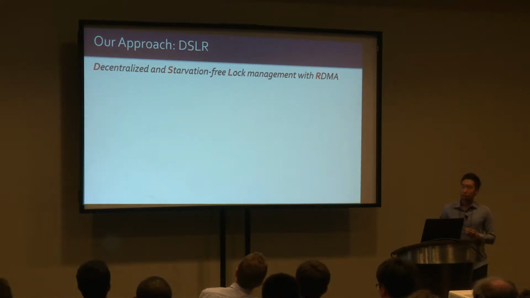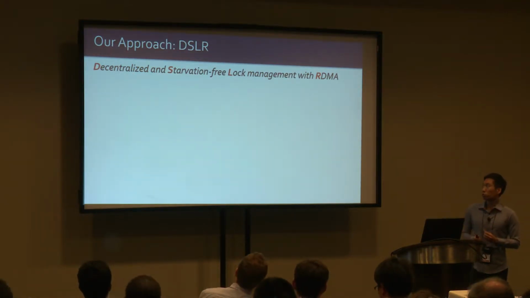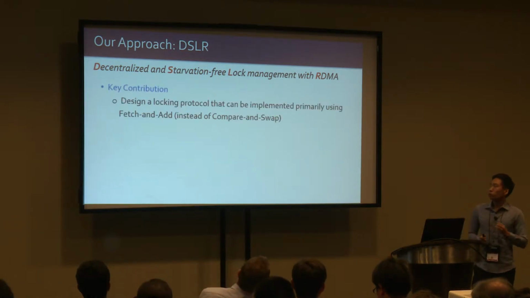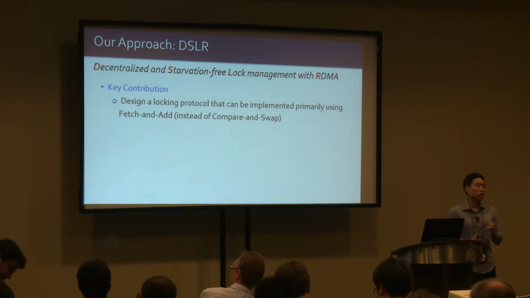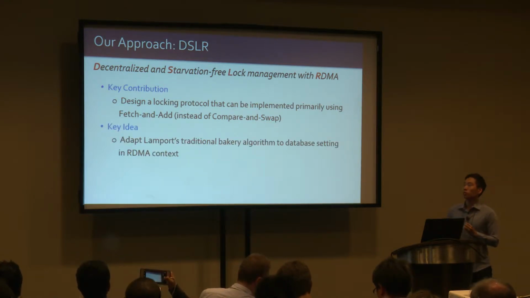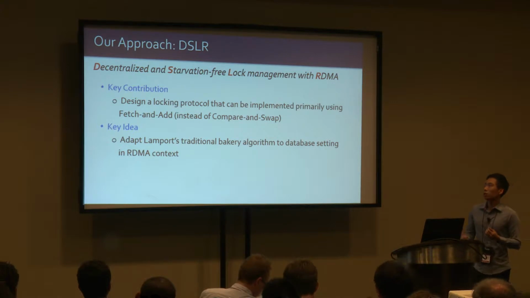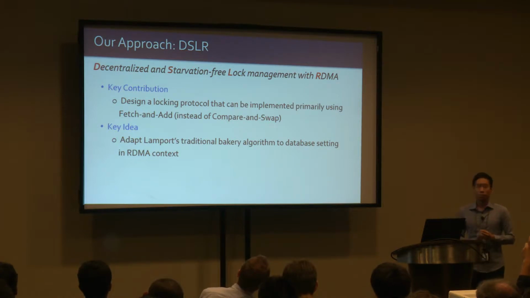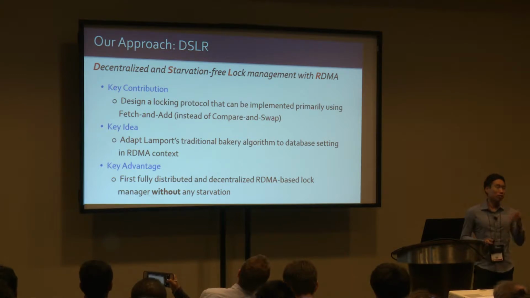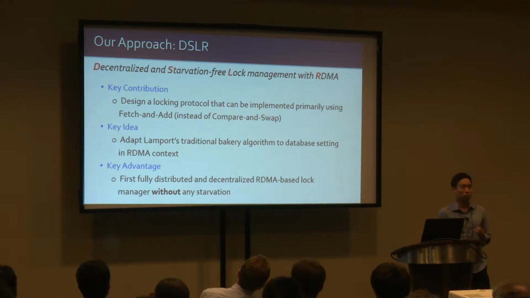Now here is how our proposed approach, called DSLR, or Decentralized and Starvation-Free Lock Management with RDMA, solves these problems. We propose a locking protocol that can be implemented primarily using fetch and add instead of compare and swap. The key idea behind this algorithm, which I will explain a little later, is to adapt Lamport's traditional bakery algorithm to the database setting in the RDMA context. By doing so, we achieve the first fully distributed and decentralized RDMA-based lock manager without starvation.